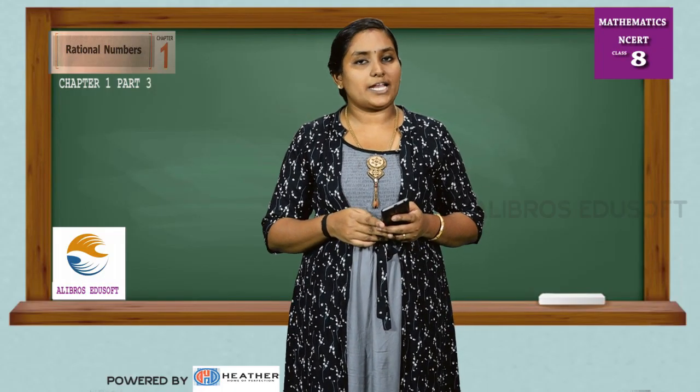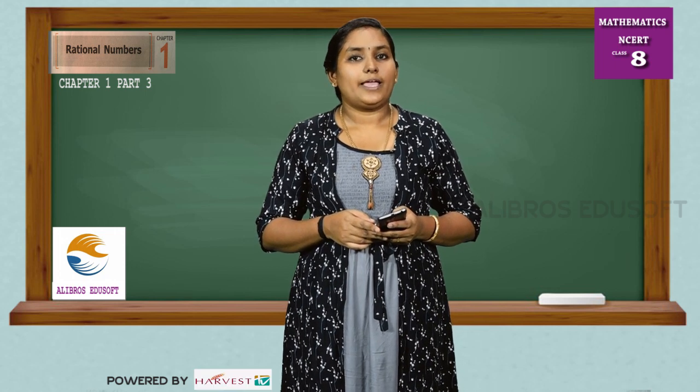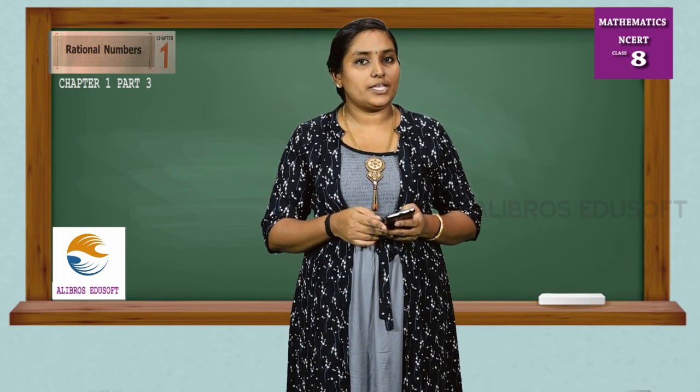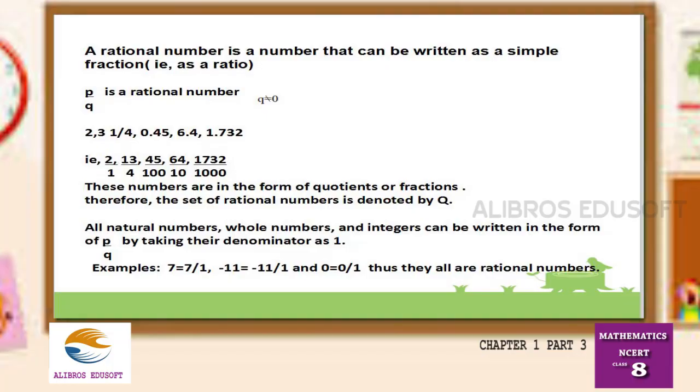Definition of rational number. What is a rational number? A rational number is a number that can be written as a simple ratio, that is, in P by Q form. P is an integer, Q is also an integer. Remember, Q will not be equal to 0.